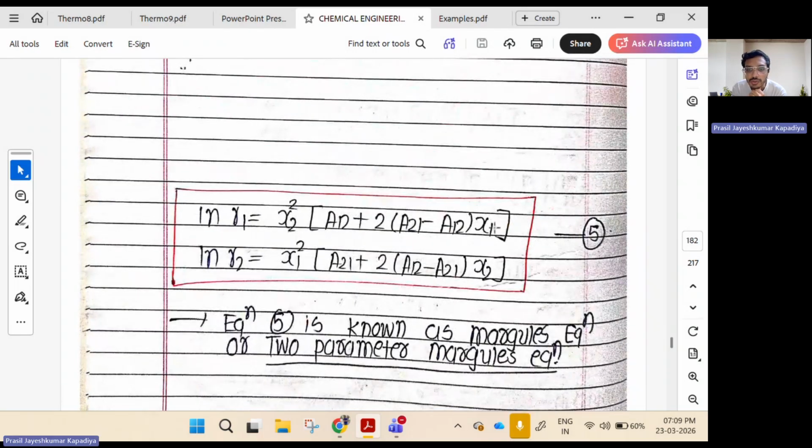When x1 is tending to 0, this term is going to be 0. x1 tending to 0 means x2 tending to 1, so this is 1. So we are only left with A12. So A12 will be ln gamma 1 infinite when I am dealing with x1 tending to 0.